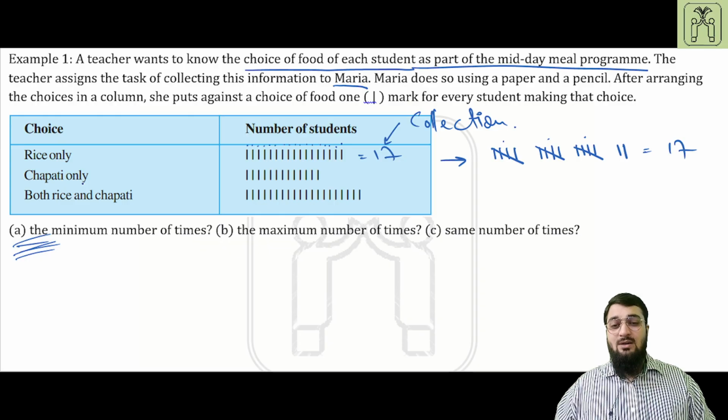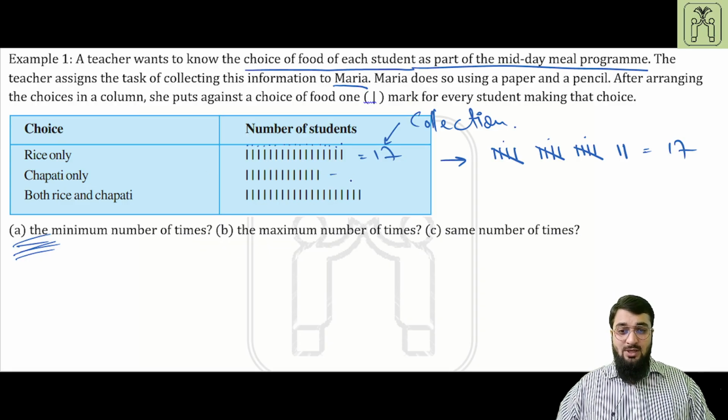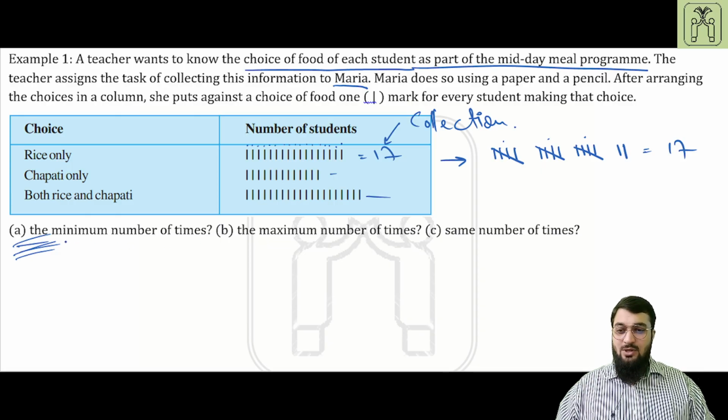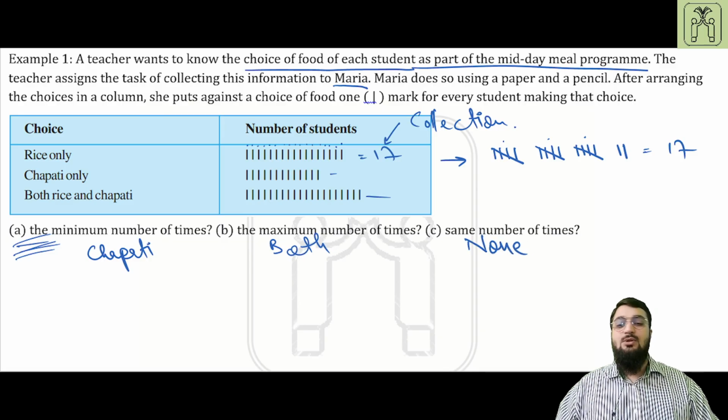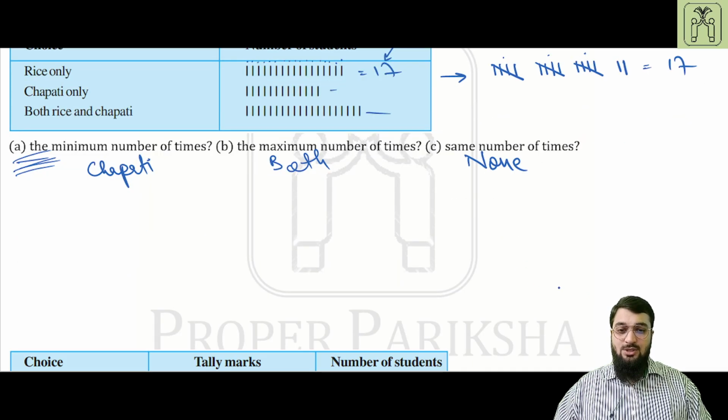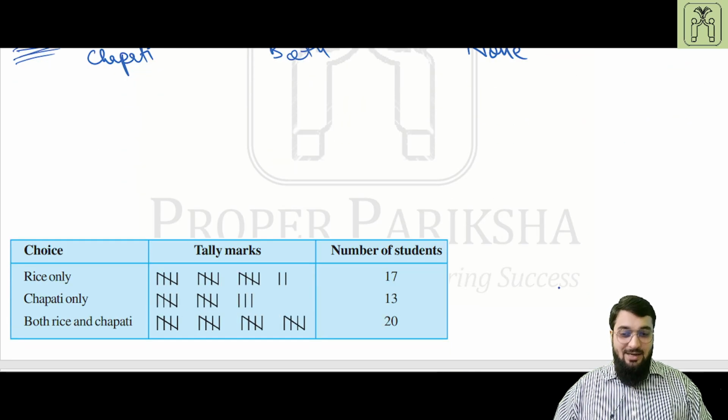So you can count the number of people over here who have opted for this, and you can write the answers for the following. For example, the minimum number of times is for chapati, the maximum number of times is for both, and the same number of times is for none. So this will be the answer, and this is how you deal with the questions of data handling.